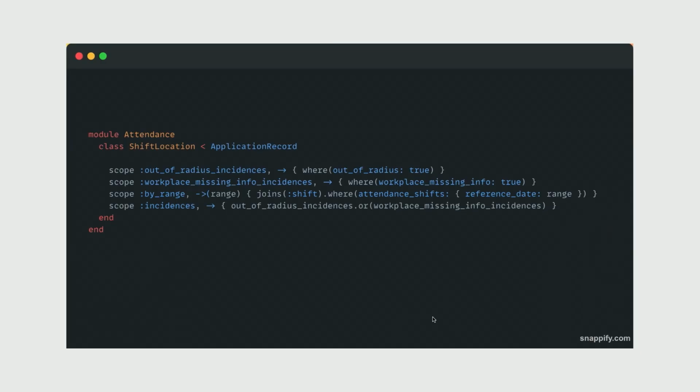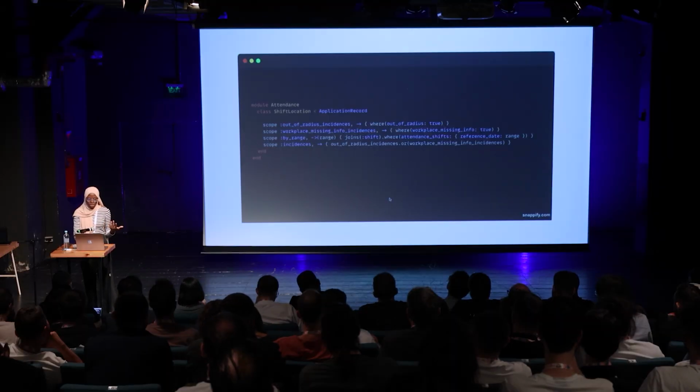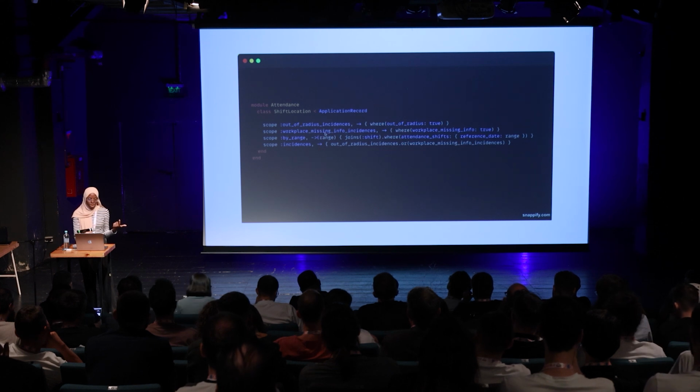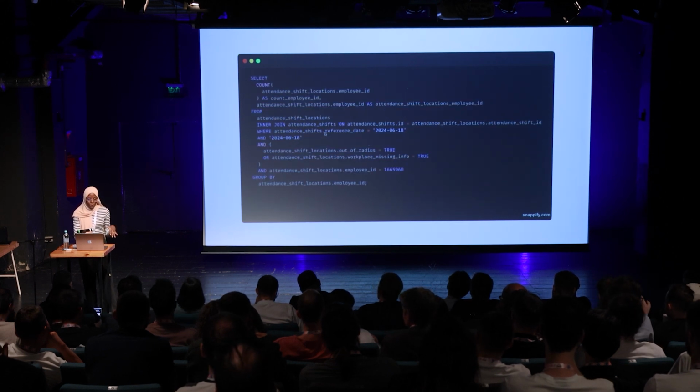And this is the application record with the scopes that are using this particular method. Basic scopes, just keep in mind that the by range is also joining in the attendant shifts, and incidences are basically an OR of both the out of radius incidences and workplace missing information incidences, and the SQL as well.